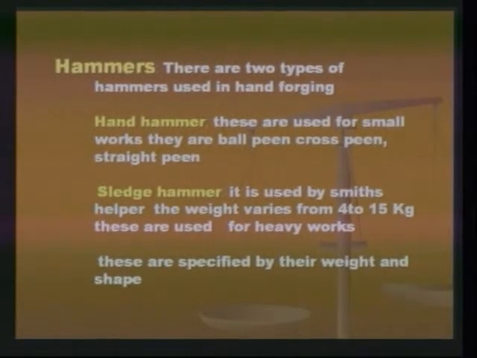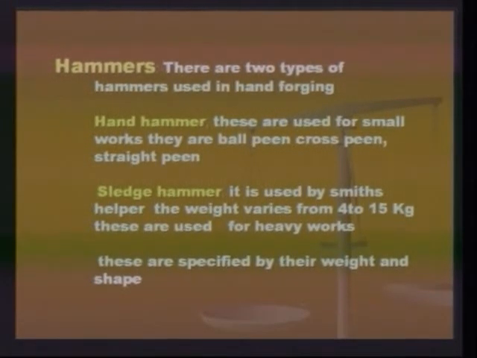The next one is hammers. There are two types of hammers used in hand forging: the first is the hand hammer and the second is the sledgehammer. These two are categorized depending upon the work. The first is used for smaller work and the second for heavier work. The hand hammers used for small works are the ball peen, cross peen and straight peen. These are the three types.